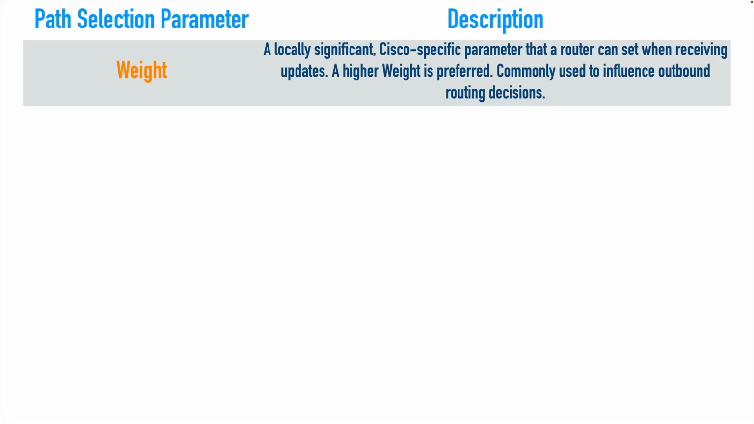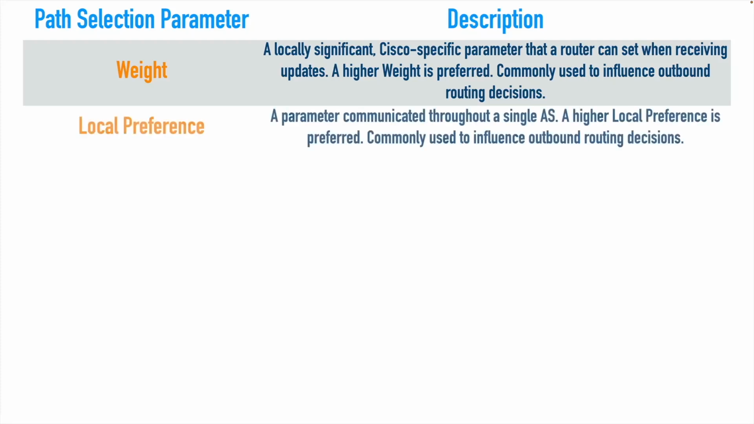But if our weights are a tie, then we take a look at the local preference. And this is somewhat similar to weight. It can also be used to influence outbound routing decisions. However, it is not Cisco proprietary, and instead of keeping this information all to ourselves, the local preference assigned to a route is communicated throughout our autonomous system. And like weight, a higher value is preferred.